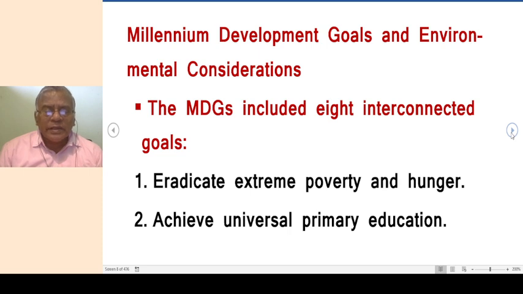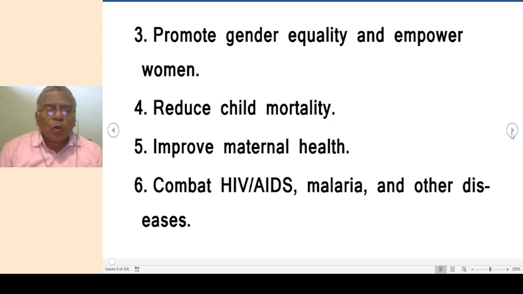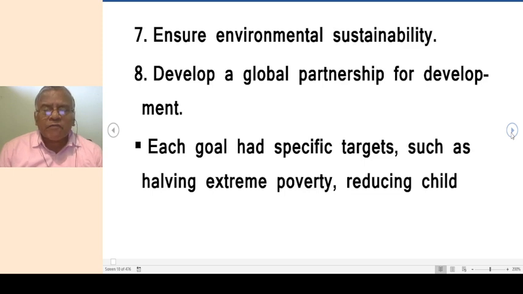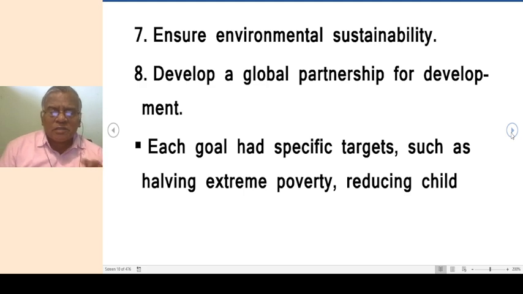What are they? Eradicate extreme poverty and hunger, achieve universal primary education, promote gender equality and empower women, reduce child mortality, improve maternal health, combat HIV/AIDS, malaria and other diseases, ensure environmental sustainability. Eighth one, develop a global partnership for development. So the MDGs are 8 in number, that we must understand.